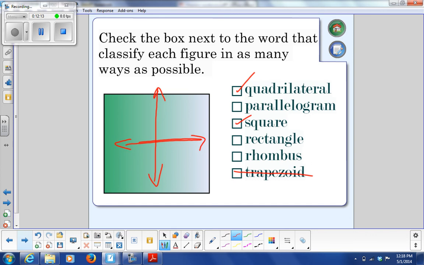Are the opposite sides equal? Yep, this side is equal to that side. This side is equal to that side. So yes, it's a parallelogram.